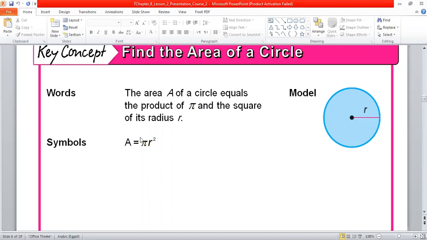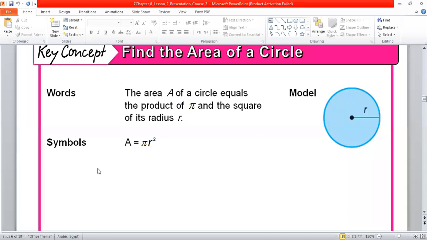We will replace pi by 3.14 most of the time, and sometimes by 22/7. Muhammad, if I need the area of the circle, we must use this rule: the area of the circle is pi r squared. This is the formula.